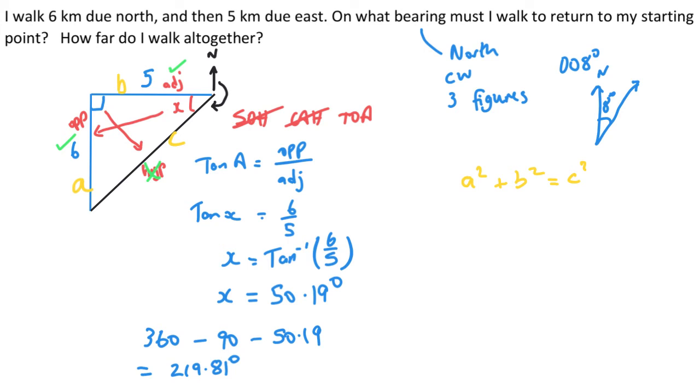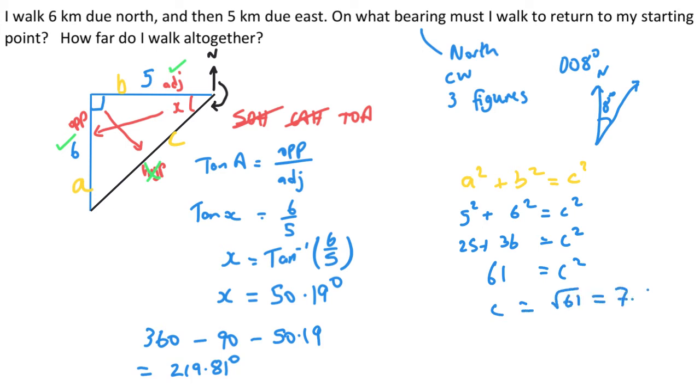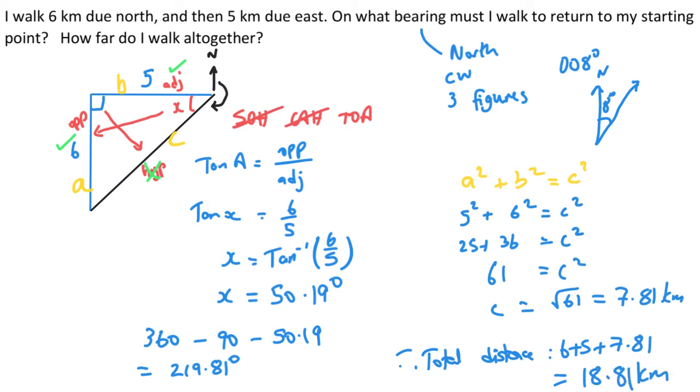So if we substitute in the sides, we've got 5 squared plus 6 squared equals C squared. So that's 25 plus 36 is C squared. So 61 is C squared, and then if I do the square root, I get that C is the square root of 61, which is 7.81 kilometres. Therefore, the total distance walked is 6 plus 5 plus 7.81, which is 18.81 kilometres.